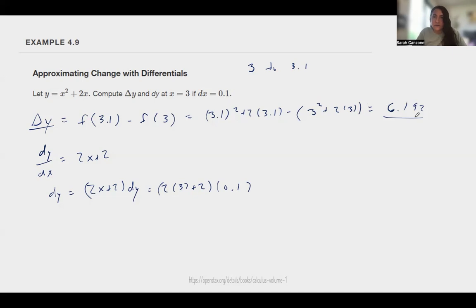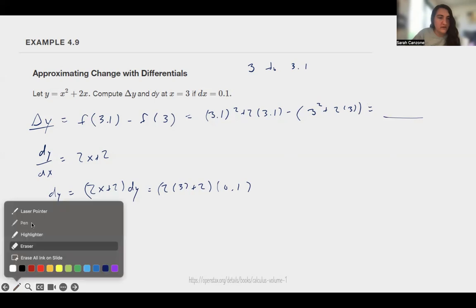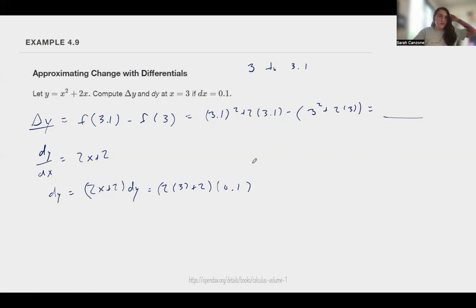And, oh, you know what? I actually have a different question in my notes. So this value that I have here is off. So let me erase this value and I will actually compute that value by hand. So first, let's get this value. So this is 2 times 3 is 6, plus 2 is 8, times 0.1 is 0.8.